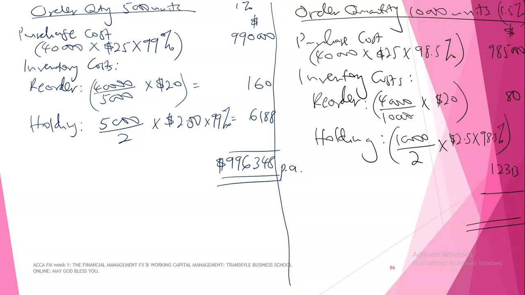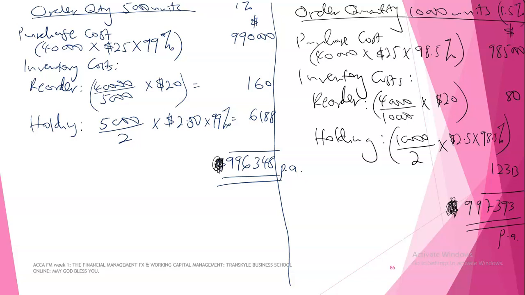Then let's find the total. The total should be 997. Remember, we have already put the dollar sign there, so there's no purpose of putting these dollar signs here. Okay, so 997,393 per annum. Are we together, ladies and gentlemen? I'm sure the screen is large enough for you to see what's going on.